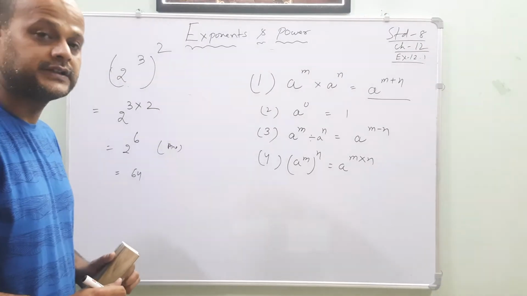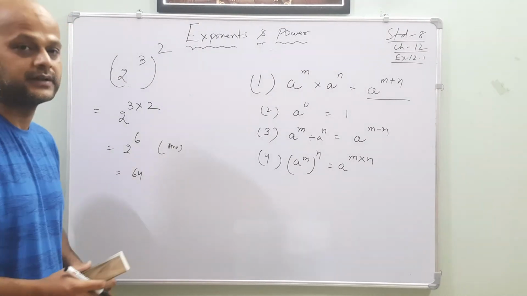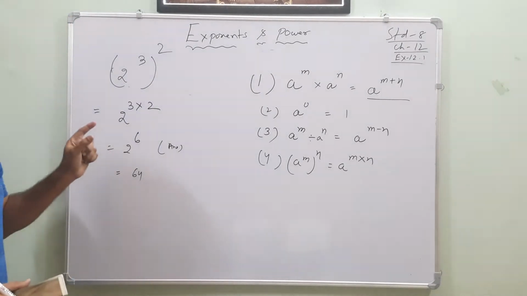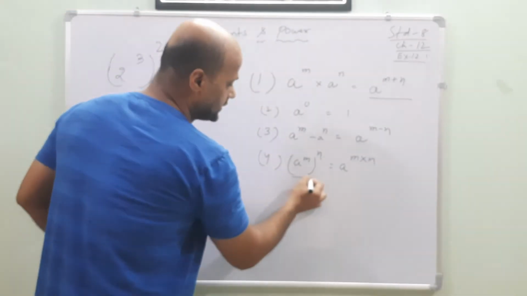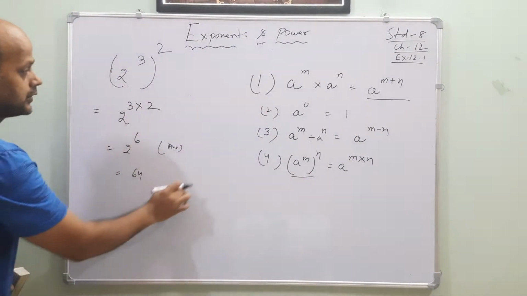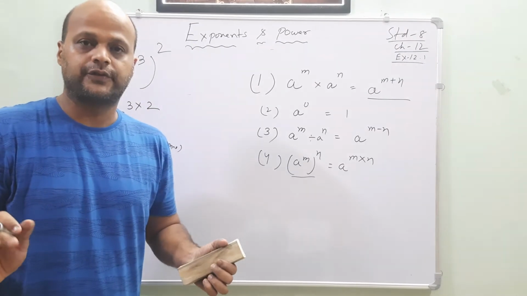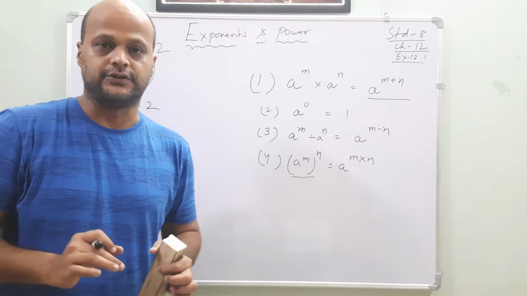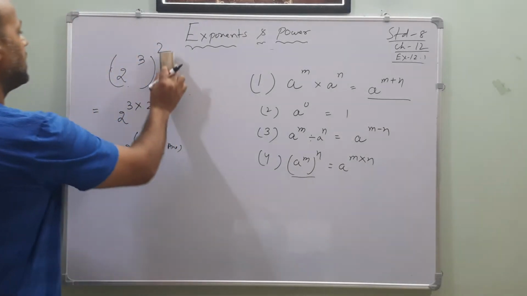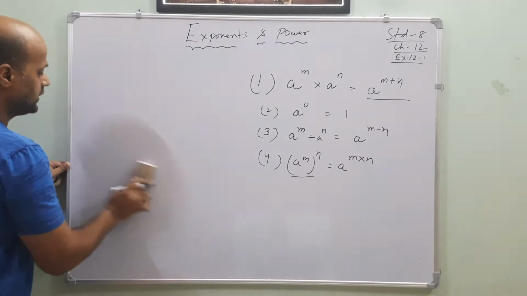It is coming 64? Yes, it is coming 64. Okay. So for this formula or this rule, this is the example. Simple example I told you, my dear friends, so that you can easily understand it. Okay. Let's go to the another one. What is the another one?